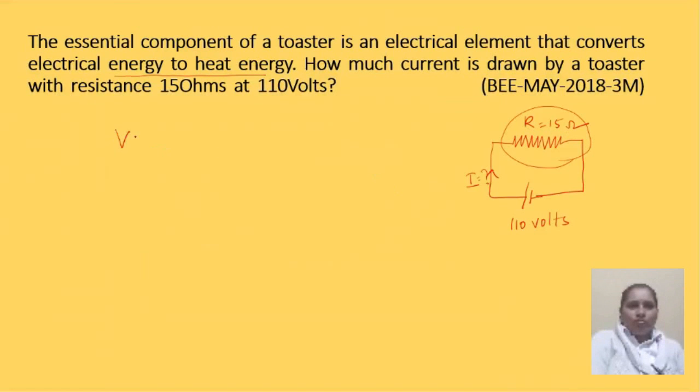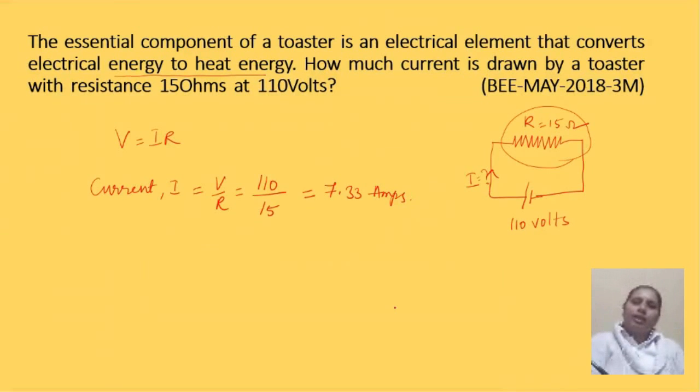We know that V equals I into R. From this formula you can find the value of current I as V by R. What is V here? It is 110, and what is R? It is 15. So the value of this current is 7.33 amperes. So 7.33 amperes is flowing through the circuit for a toaster whose voltage is 110 and whose resistor is given as 15 ohms.